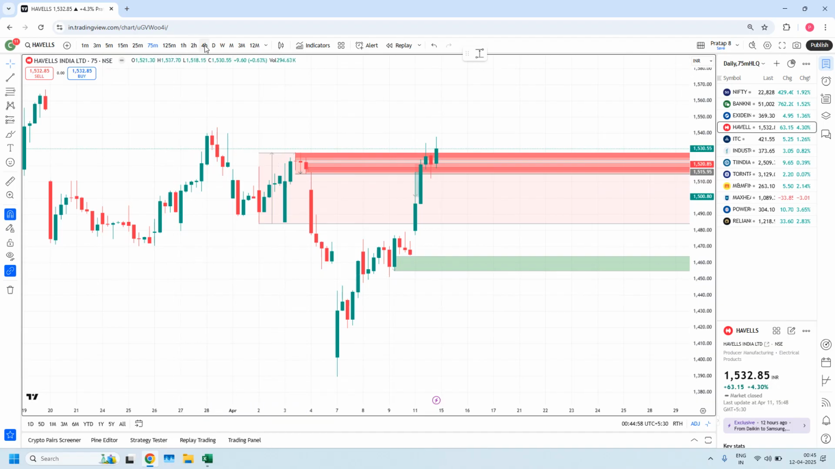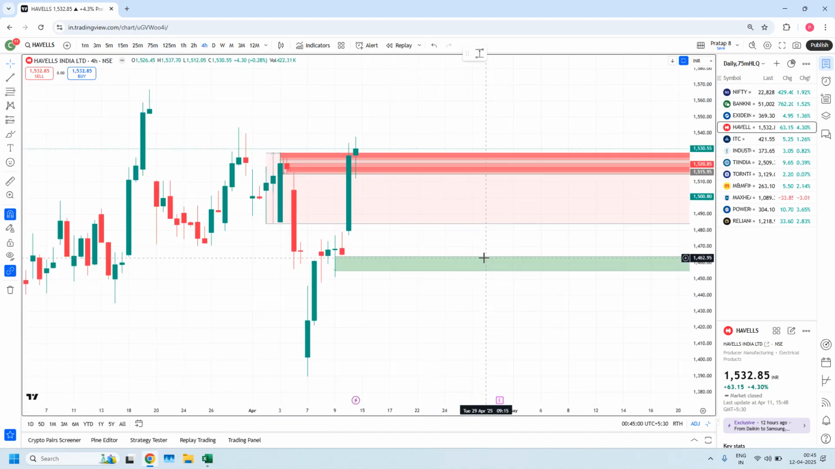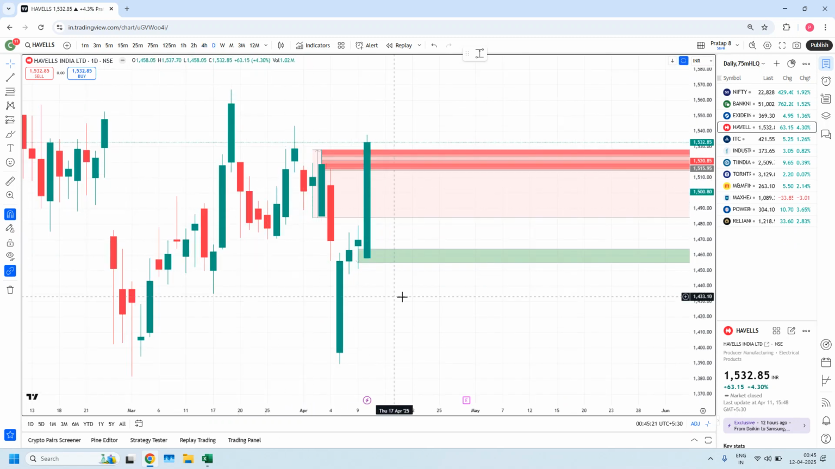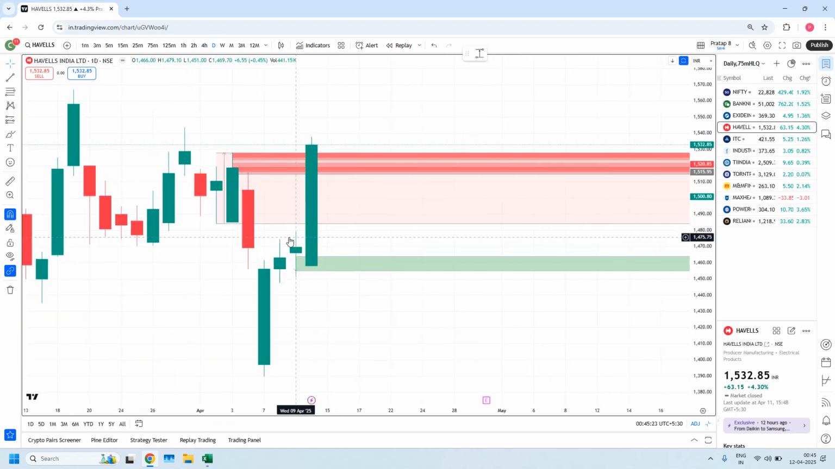Sorry, this is a daily zone, not 75 minutes. Havells is a daily zone. That is what I was wondering. Okay, this is a daily zone. Sorry, I was showing you the 4 hour chart. Let me go to daily. Yes, this is the daily zone.